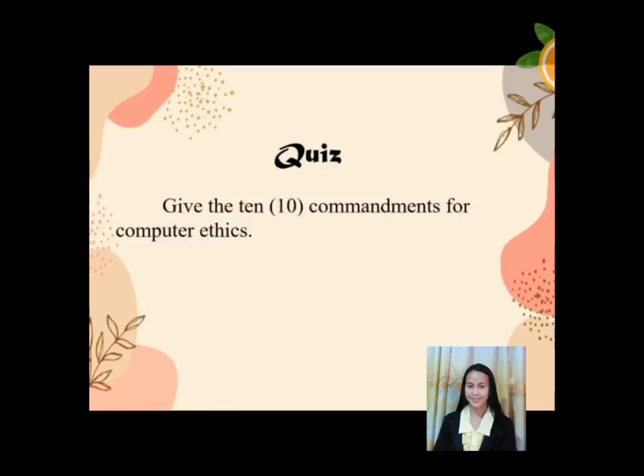Quiz. Give the 10 Commandments of computer ethics.